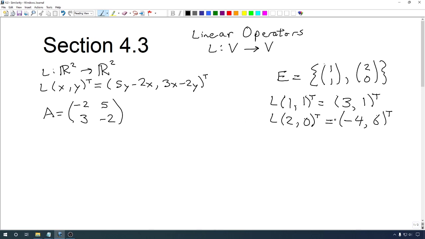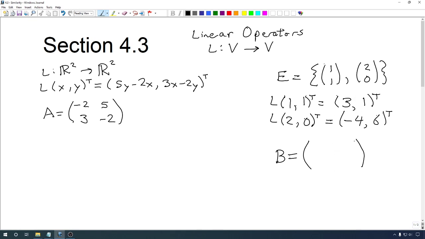Now, unfortunately, these are not the columns of our matrix representation. What do we need to actually do? Well, we need to express these two vectors, 3, 1 and negative 4, 6, in the basis E. Right now, they're in the standard basis. So this is 3 times the vector 1, 0, plus 1 times the vector 0, 1. We need to see what this vector is as a linear combination of the vectors 1, 1 and 2, 0. And when we find those coefficients, they will become the stuff that we're going to put into our matrix representation.